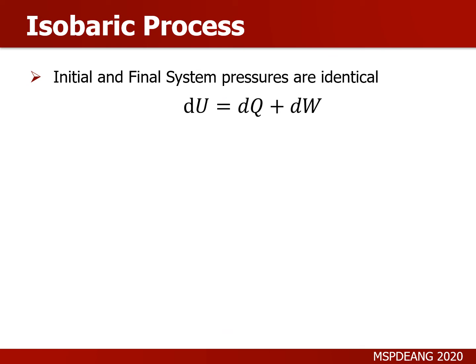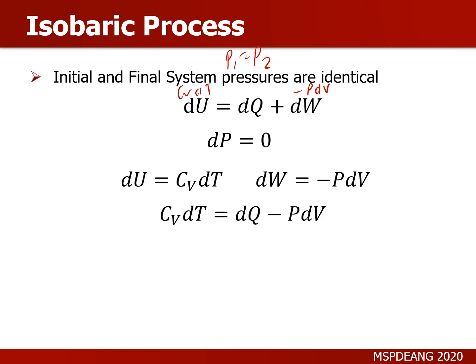Okay, next up is an isobaric process. So for an isobaric process, the initial and final system pressures are identical, meaning P1 is equal to P2. dU is Cv dT, dW is negative P dV. So based on this, we can't cancel anything. Okay, so those three terms should remain. Okay. So what to do now? So let's gawin natin. Cv dT plus P dV is equal to dQ.